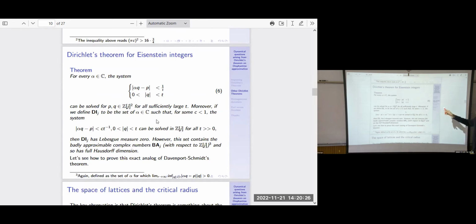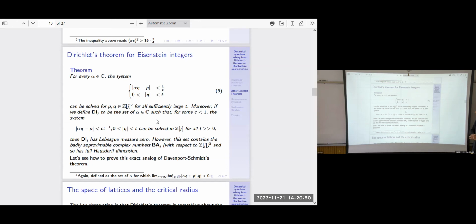For every complex number, this system can be solved for all sufficiently large T. Of course, we're looking for solutions P and Q and Zj. There's no square here. Yeah, just P, Q. And we can again define this Dirichlet-improvable set, I'm going to call it Dij this time.